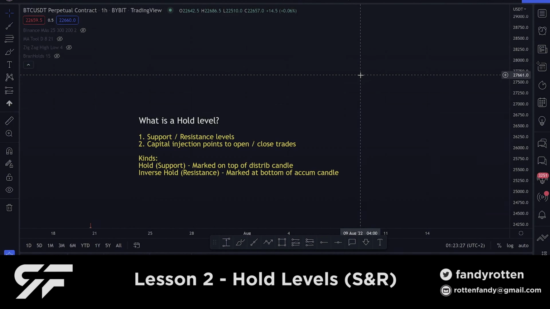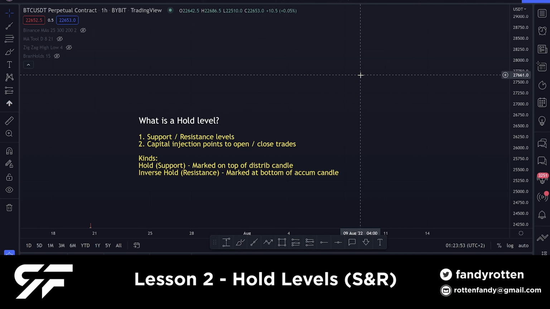Hey guys, so let's talk about hold levels in this lesson, as I noticed that there were a lot of requests regarding hold levels in the forms that you guys filled out. So hopefully this lesson will help a lot of the beginners, intermediate, and also the advanced guys might find some information here useful. Okay, so please stick around till the end.